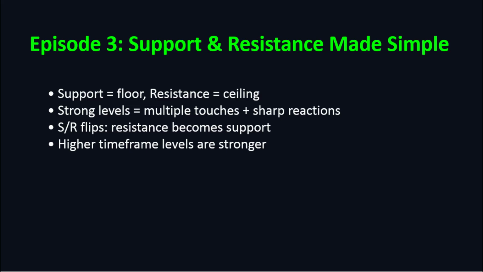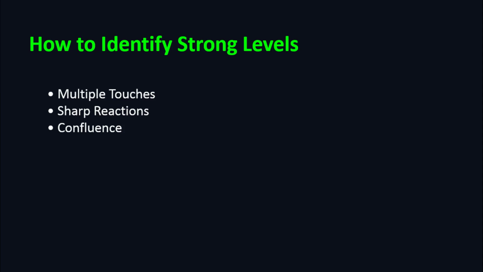How to identify strong levels. Not all levels are created equal. So how do we find the strong ones? Here are 3 things I look for. 1. Multiple touches. If the price has respected a level 2 to 3 times in the past, it's stronger. 2. Sharp reactions. If the price reversed strongly from a level, that tells us buyers or sellers are active there.